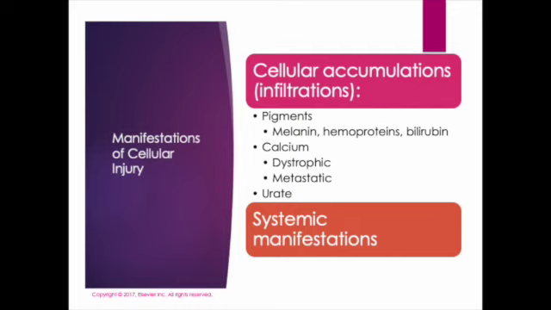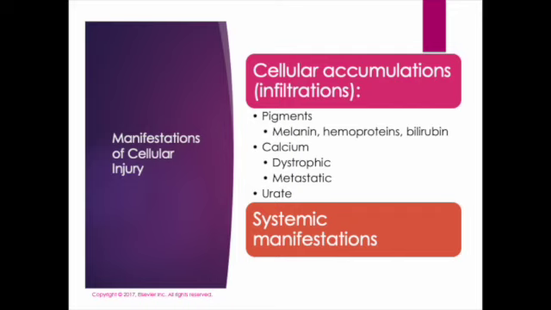Other cellular accumulations or infiltrations include pigments, like melanin, hemoproteins, and bilirubin. Melanin is the pigment responsible for the color of our skin, hair, and eyes. Its accumulation can occur in certain conditions like melanoma or even Addison's disease. Hemoproteins are hemoglobin and myoglobin that contain iron. Their accumulation can lead to conditions like hemosiderosis. And bilirubin is a yellow pigment produced during the breakdown of hemoglobin, and this accumulation can result in conditions such as jaundice.